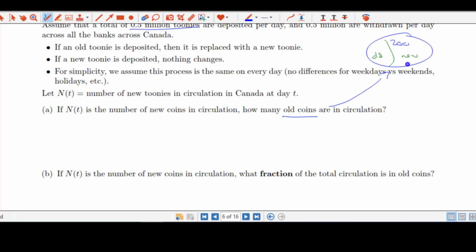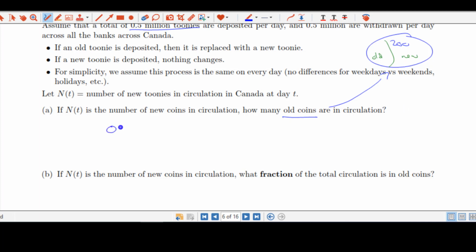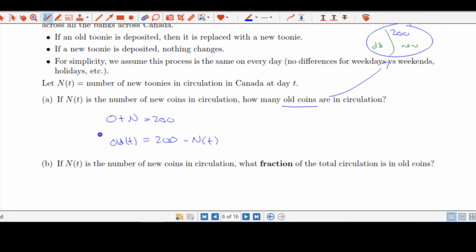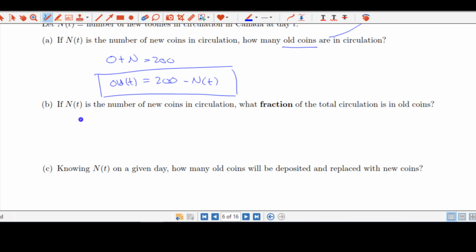So if n is the number of new coins, how many old coins are there? Well, the old plus the new adds up to 200, and so the old is simply going to be 200 minus n. And if you like, n of t, and we'll call it old of t. That's it. So at any point in time, if someone tells us there's 50 million new coins, well, that means there's 200 minus 50, 150 million old coins.